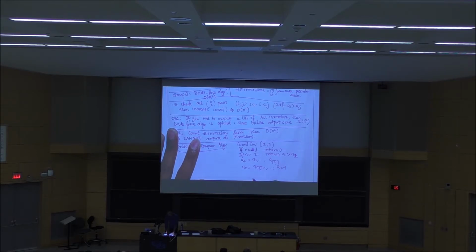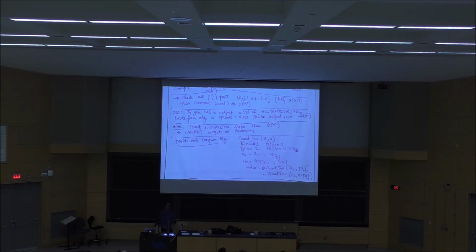Then I'll call the algorithm recursively on the left and right parts. I'll call the algorithm on the left part with n over 2, and I'll call the algorithm on the right part, n over 2. These give the number of inversions in each, and then what I say is just add them up and return. Okay. So what I want you to do is talk to your friends for half a minute and figure out where this algorithm is wrong.